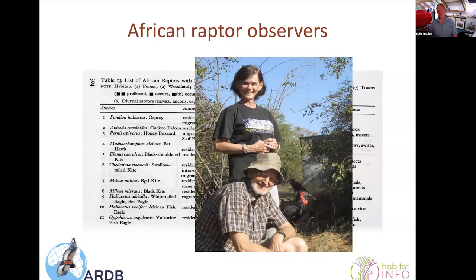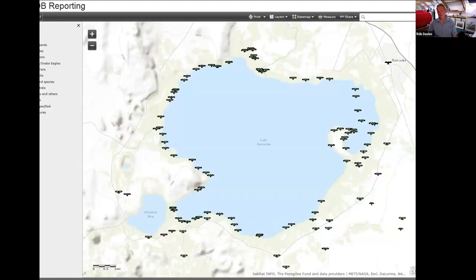And I also wanted to mention great mentors of mine, Alan and Meg Kemp, who've written the book on birds of prey of Africa and associated islands. And Alan and Meg, we had many discussions over mapping these distributions of the birds. And Alan would always say, what we need is not just a simple map, but we need a grayscale to show, you know, where these birds are most dense. And that's really what we've been trying to do with the ARDB.